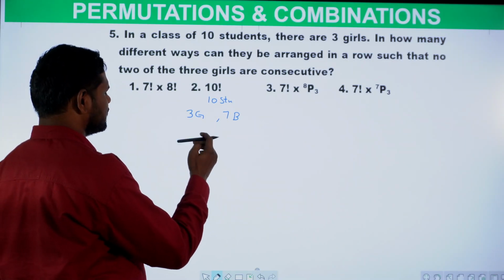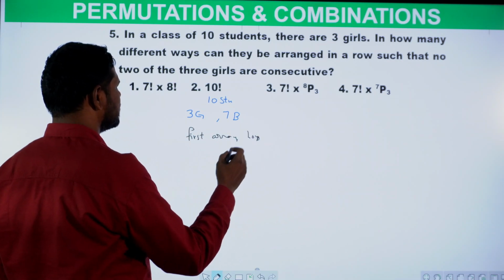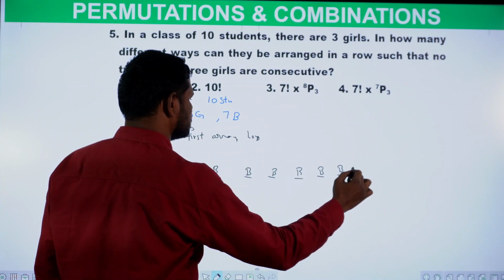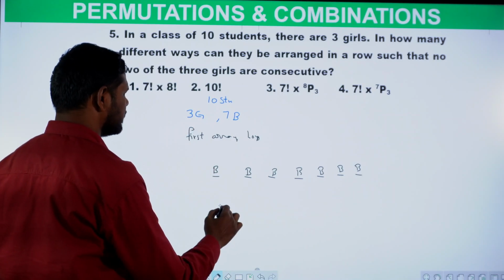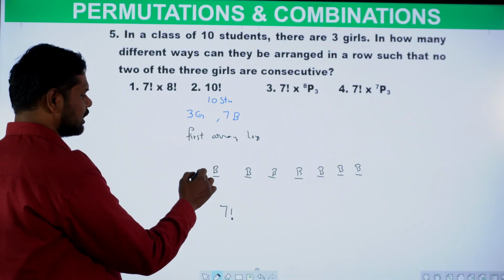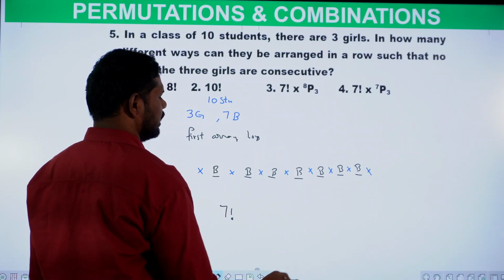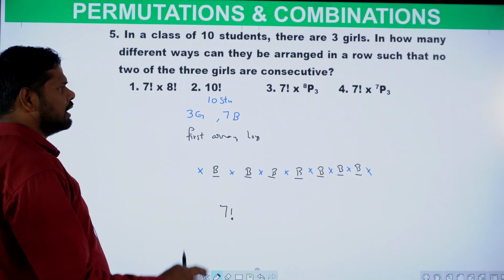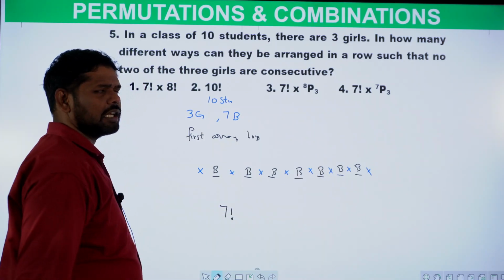First we arrange the boys. In how many ways can we arrange the boys? 1, 2, 3, 4, 5, 6, 7. So total 7 boys are there. 7 boys can be arranged in 7 factorial ways, that's simple. Now how many gaps are there? 1, 2, 3, 4, 5, 6, 7, 8. In these 8 gaps, if you place the 3 girls in any 3 places, then that condition is satisfied. So no two girls are seated together. In some places boys sit adjacent to each other, but that is no problem.